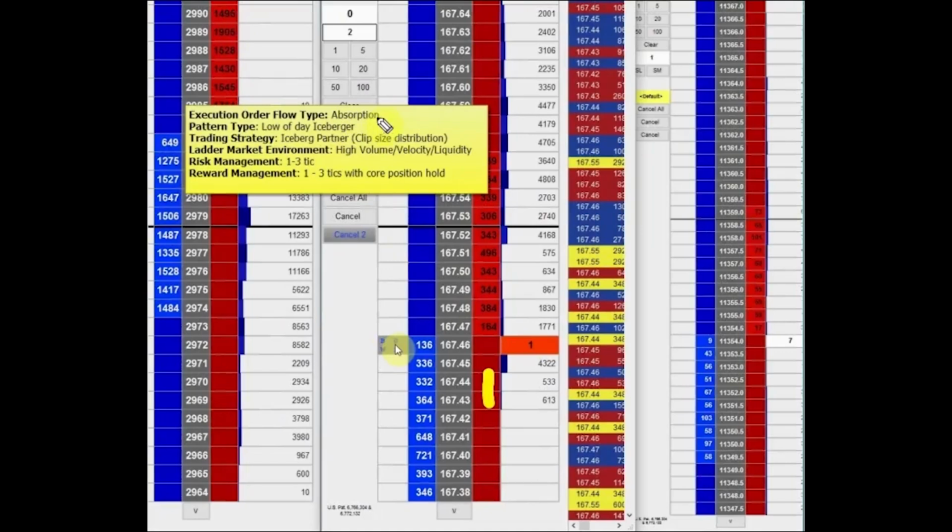So the play that we're looking at here is an absorption play. The pattern type is a low of day iceberger. So always know at your critical areas, either your high of day or low of day, what does a high amount of volume look like, or what does a low amount of volume look like. And when you see almost 10,000 contracts being exchanged in this specific market, in the Bund, once it's traded from the highs to the lows of the day, and you see the market being blocked out of the 45s and 46s, well, we're looking to execute a potential trading strategy called the iceberg partner.